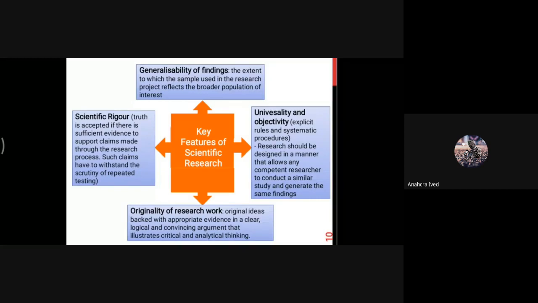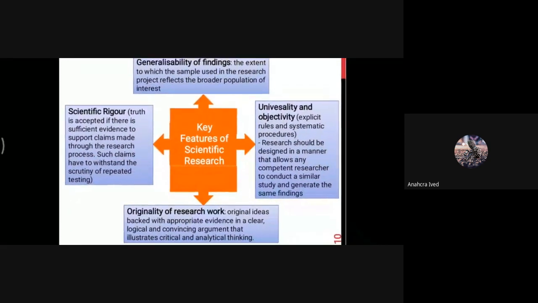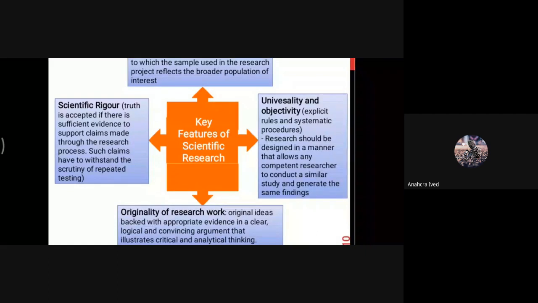So it talks about reliability and validity, that you are getting the same result if the same kind of tests are applied, and to what extent they are unreliable. Then it talks about scientific rigor. It says that truth is accepted if there is sufficient evidence to support the claims made through the research process. Such claims have to withstand the scrutiny of repeated testing.